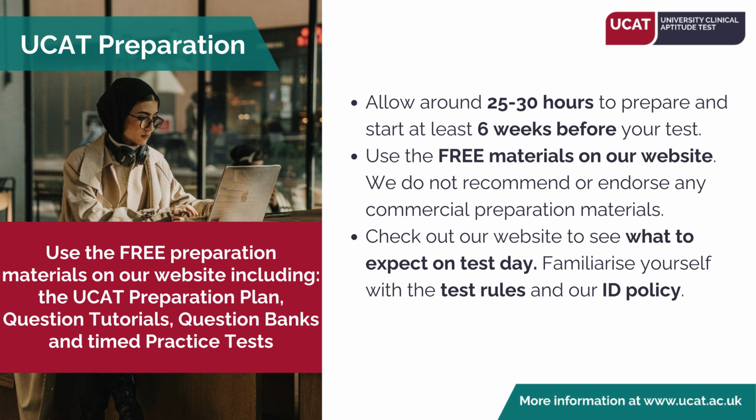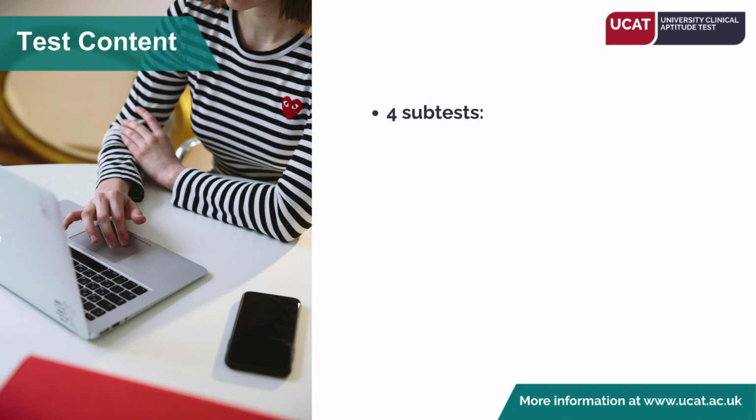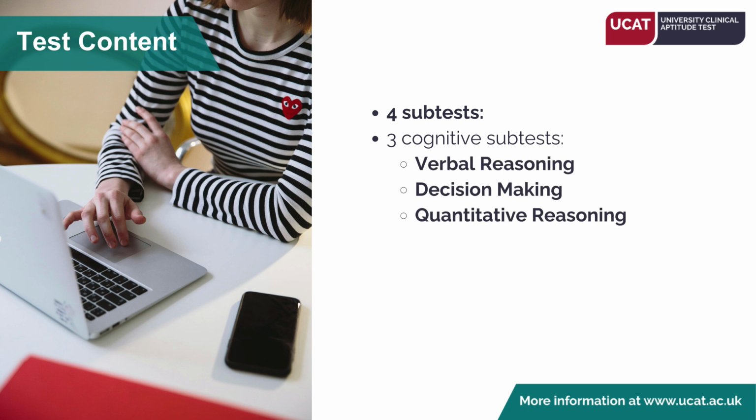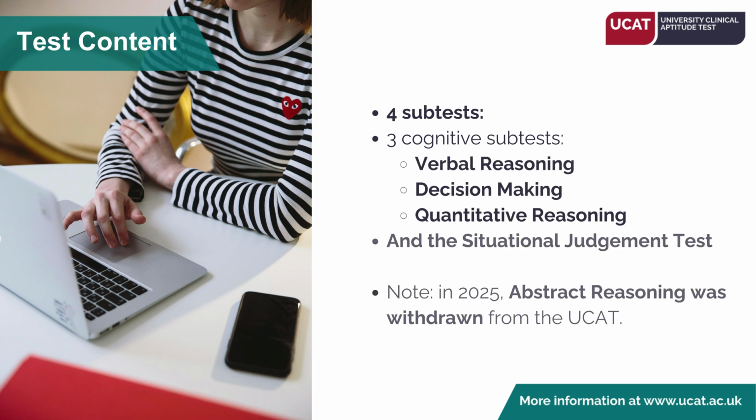The UCAT consists of 4 subtests. There are 3 cognitive subtests: verbal reasoning, decision-making, and quantitative reasoning. And then there's the situational judgment test. Now we've given an overview of the UCAT, we will look at each subtest in more detail and look at some example questions. Question tutorials, which provide more detailed advice and strategies on how to approach each subtest, are available on our website.